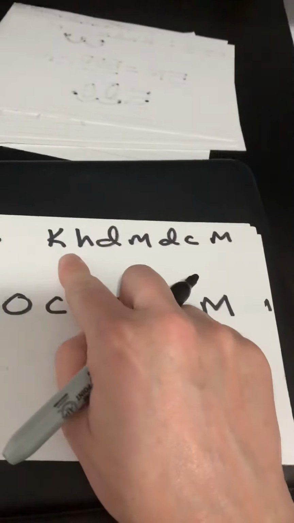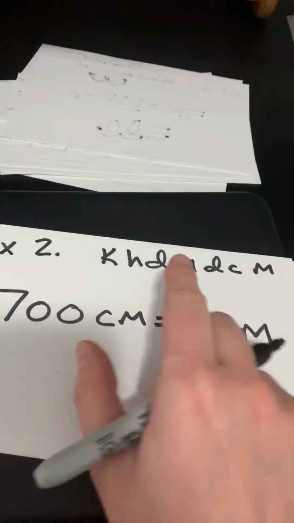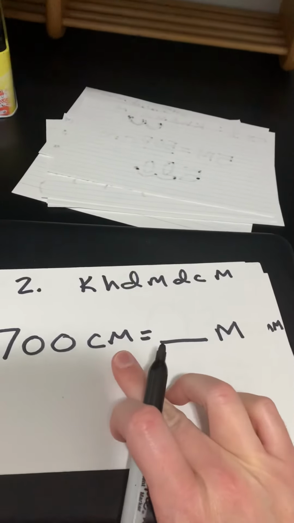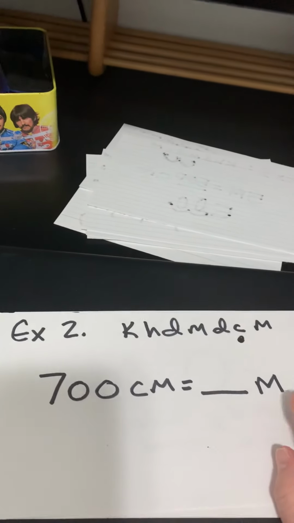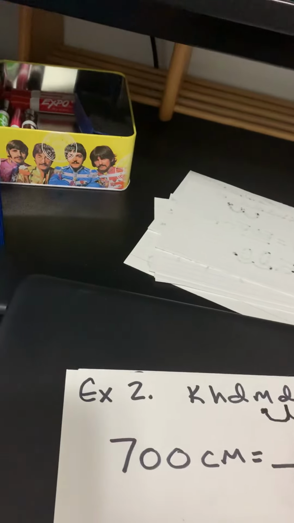Then I quickly jotted down KHDMDCM, King Henry died Monday, don't call me, right on the top. Now I'm going to do the same thing here. I'm going to find the centimeter, which is right here, and I'm going to find the meter, which is right here. So this is where I'm starting, and this is where I'm ending. I jump 2 places from the centimeter, but I'm going in this direction.